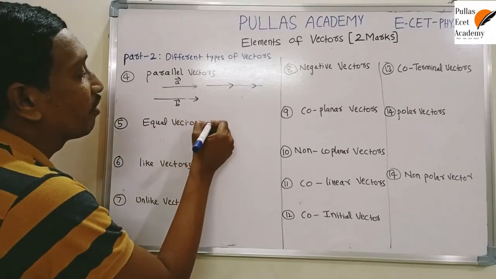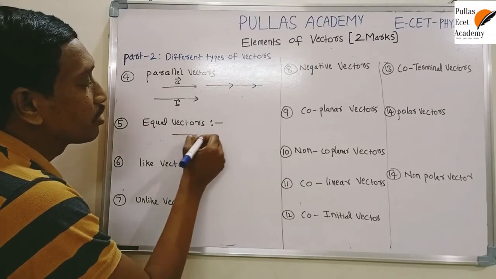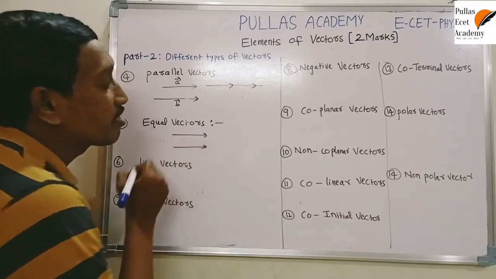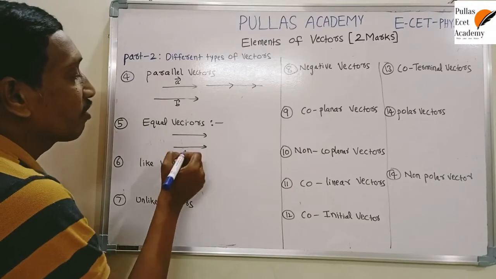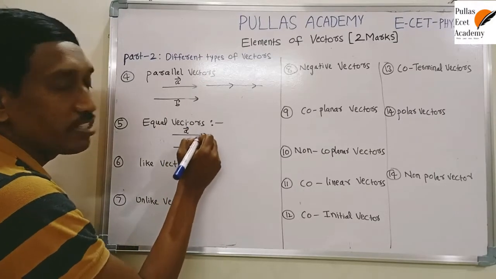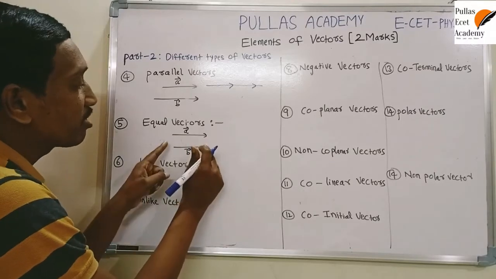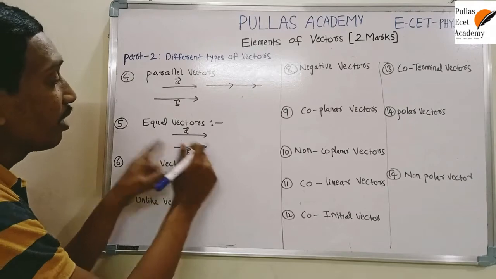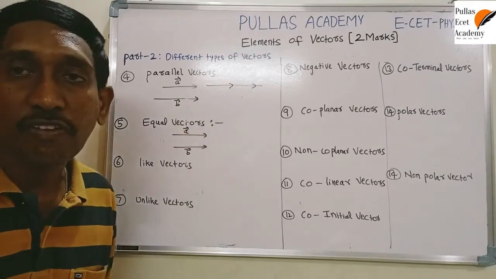Okay, the next is equal vectors. Equal vectors means if the magnitude and direction of the given two vectors are the same, they are called equal vectors. This is a bar vector, this is b bar vector. The direction is the same, and the magnitude, the length of this line segment, is also the same. Magnitude and direction are the same, so they are called equal vectors.